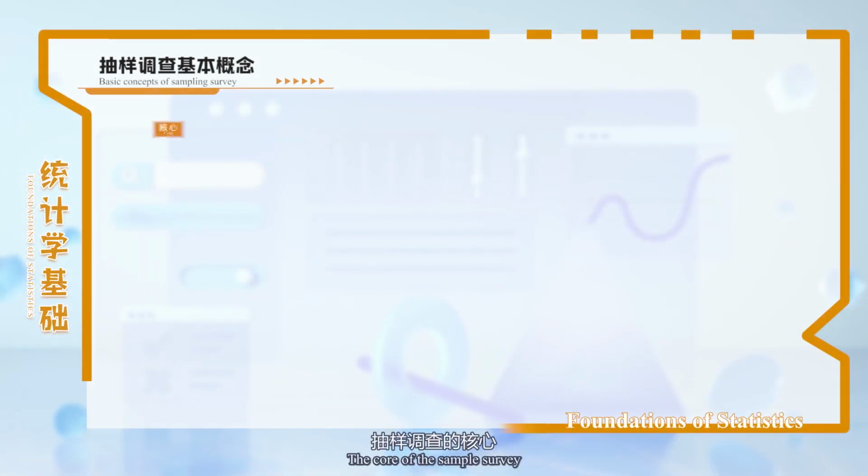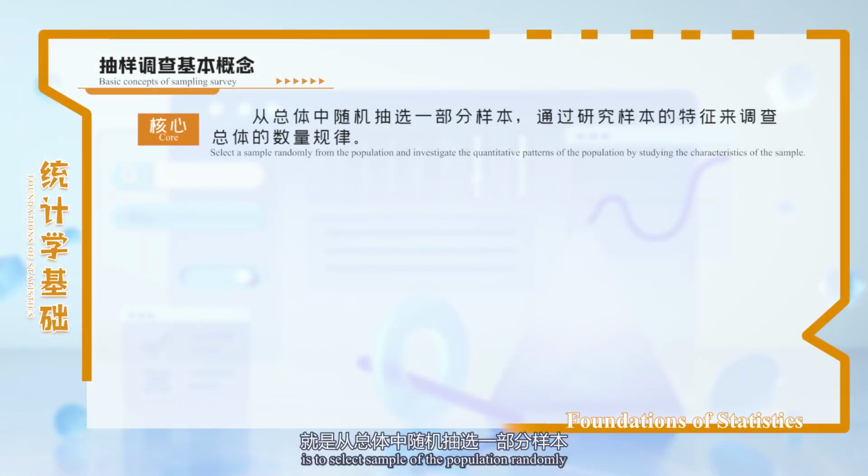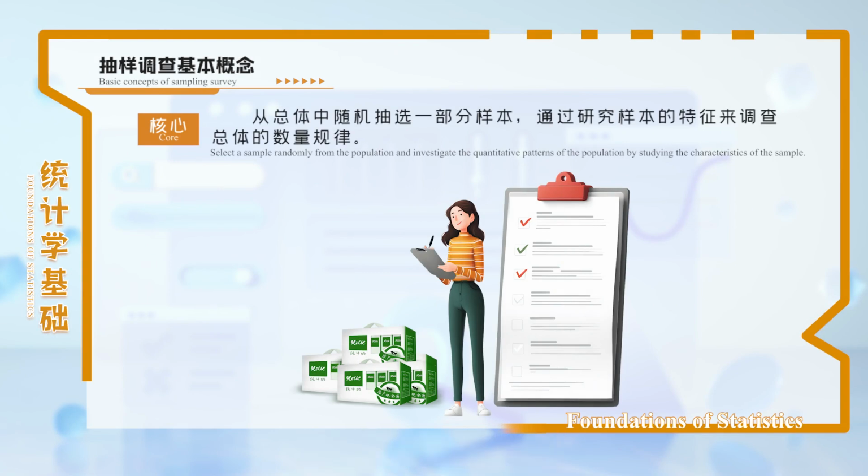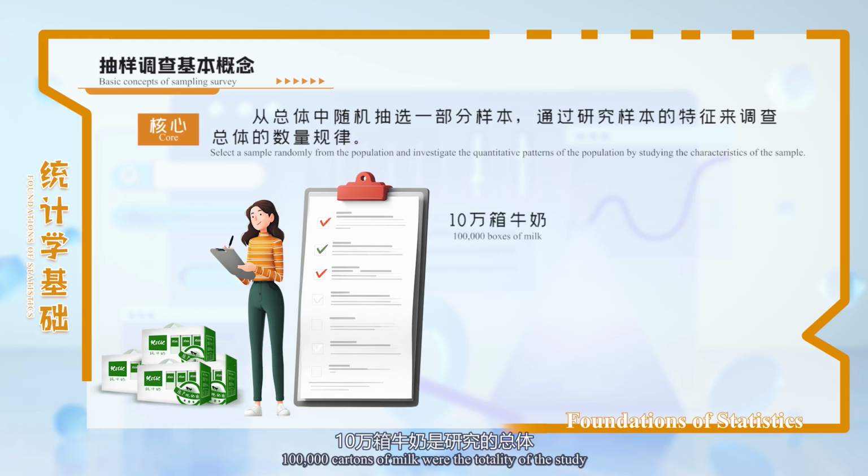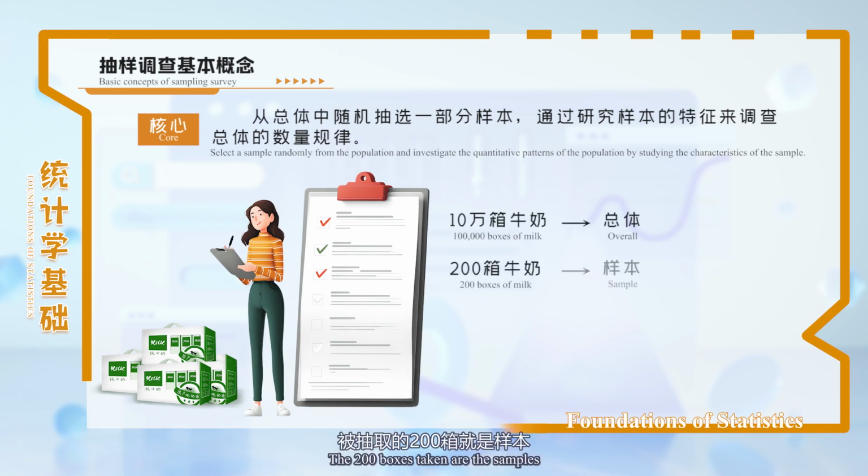The core of the sample survey is to randomly select a sample from the population, and by studying the characteristics of the sample, to investigate the quantitative regularity of the population. Just like the milk case just now, the 100,000 cartons of milk were the totality of the study. The 200 boxes taken are the samples.